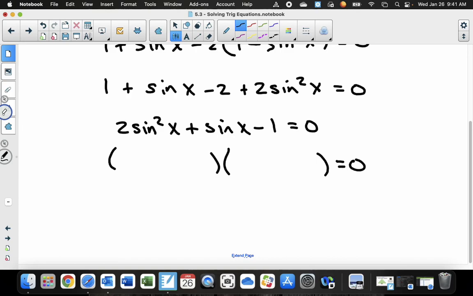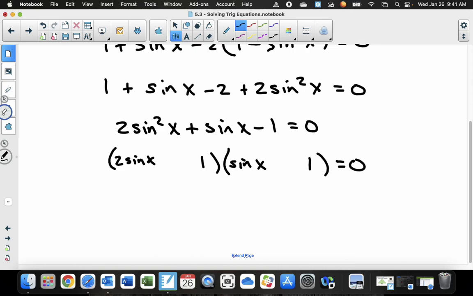What's going to go in the first spot in each factor? What are my factors of the first term? 2 sine x and sine x. Factors of the last term. In this case, it's nice. You know it's got to be 1 and 1. And now we just have to figure out the signs.